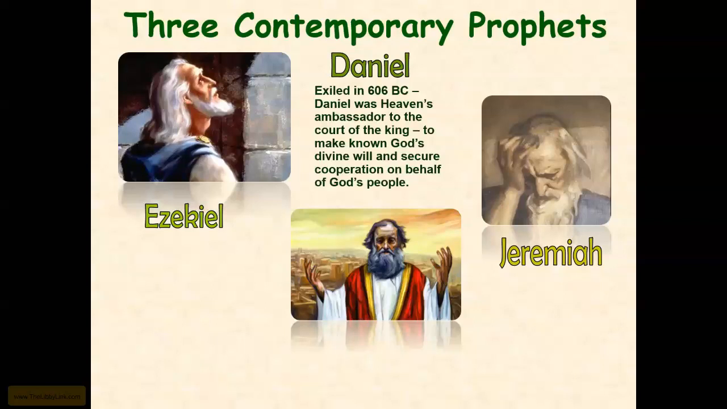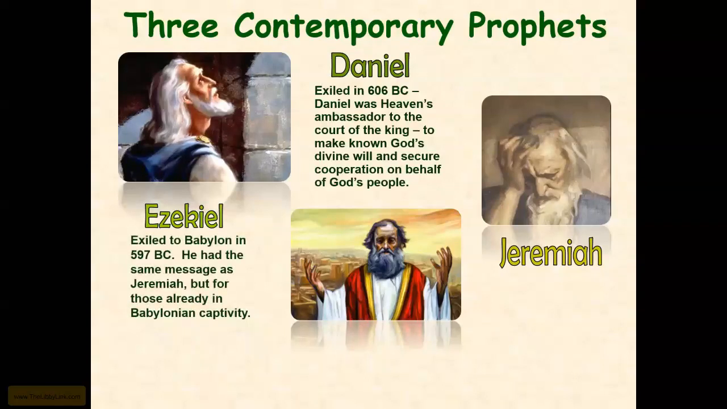It was quite a huge task, and he was a young man starting out. Ezekiel was exiled to Babylon in 597 BC, almost 10 years after Daniel. He had the same message as Jeremiah, but for those already in Babylonian captivity. Jeremiah, on the other hand, was known as the weeping prophet and remained with the Jews who were left in Judea. Remember, he eventually ended up in Egypt against his will and Yahweh's will.